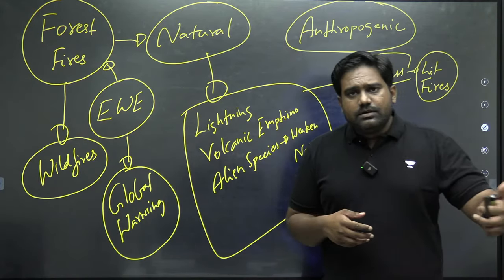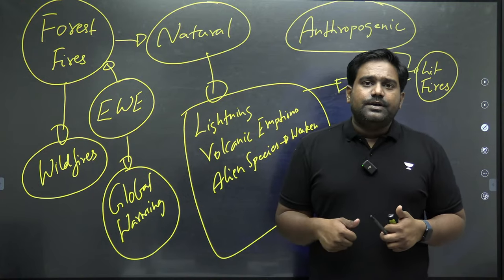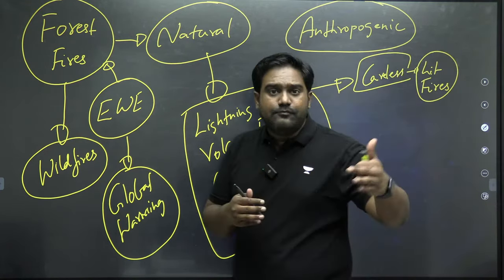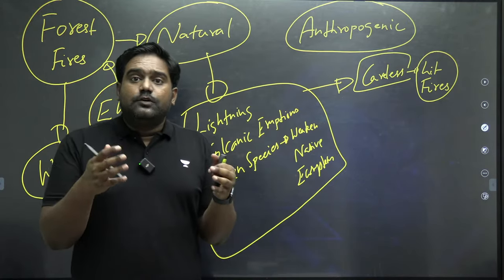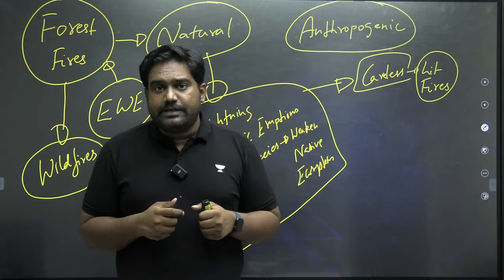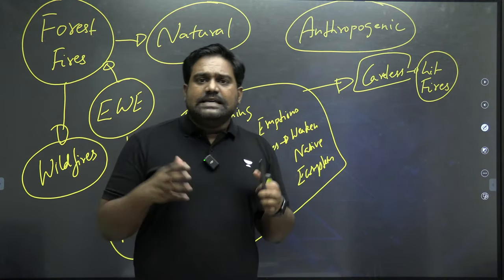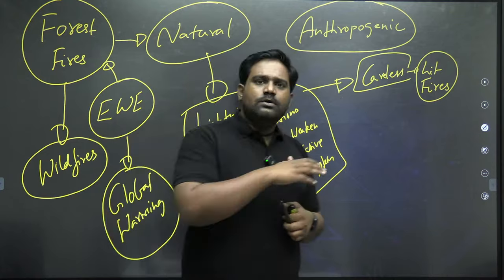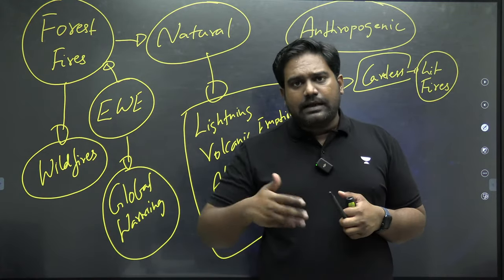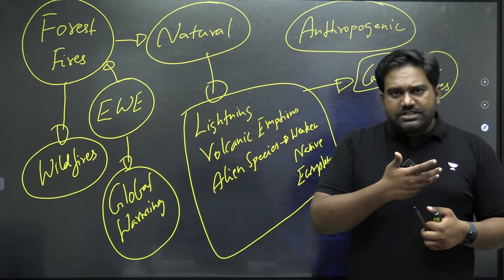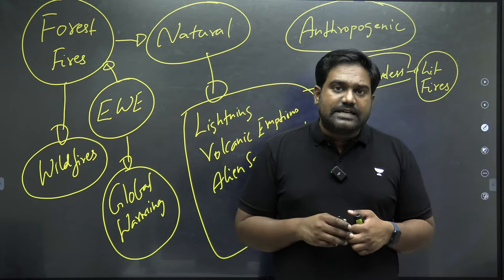Or it could be locals, local villagers, local tribal communities, right? They might have set fire for cooking or for clearing forest land. You might have heard of jhum cultivation, slash and burn cultivation, for example, right? In tribal belts, forested areas, hilly areas, these local communities are known to clear forest land by setting fire, and they keep moving to new farming land. Many times these forests get consumed by the fires that are set.